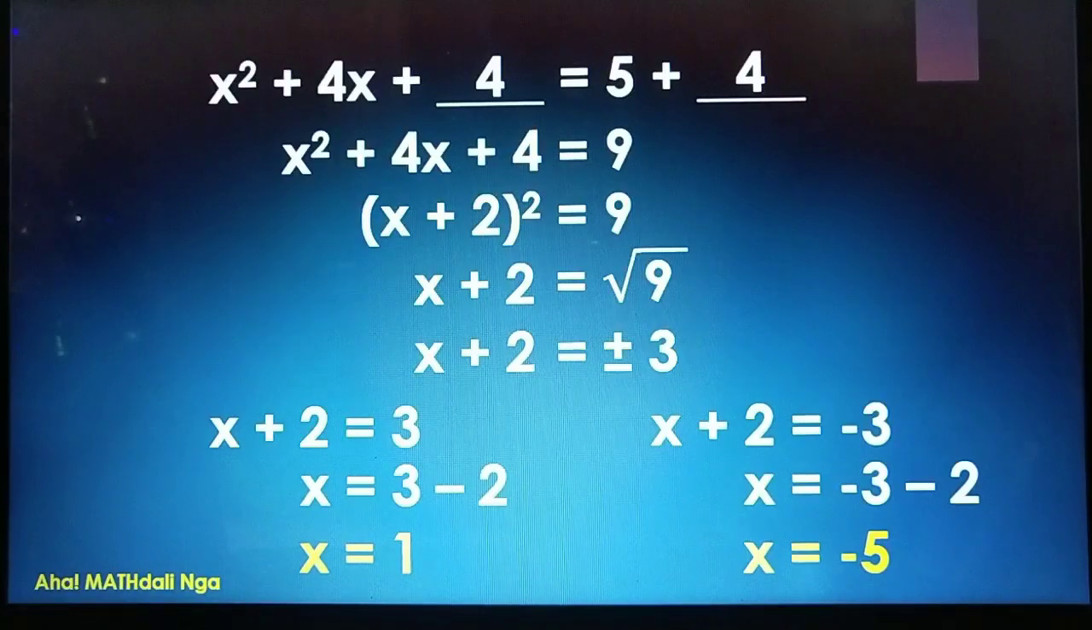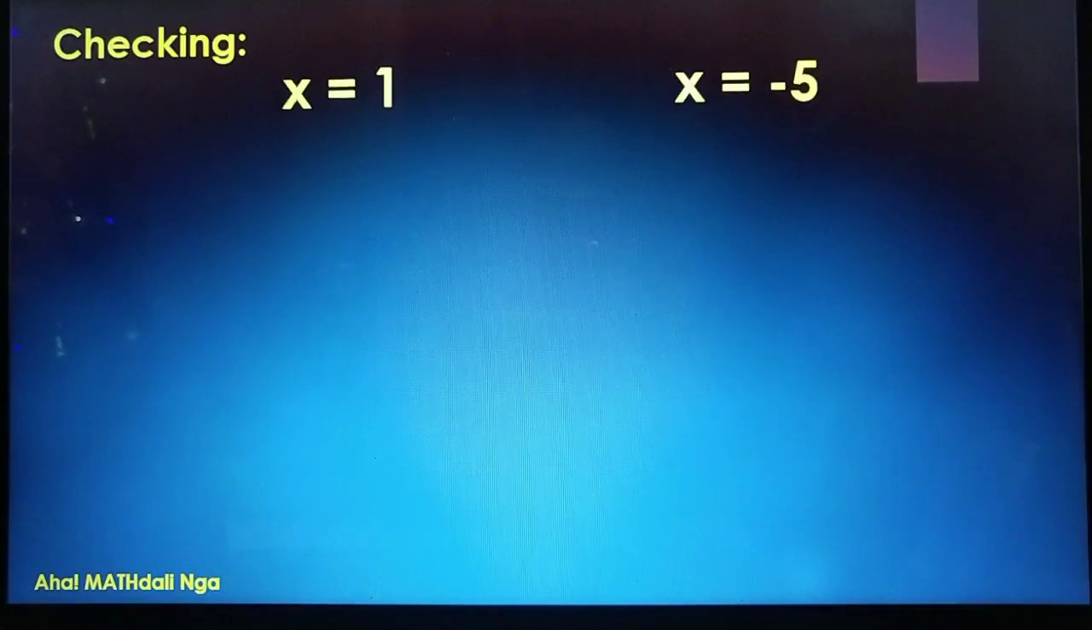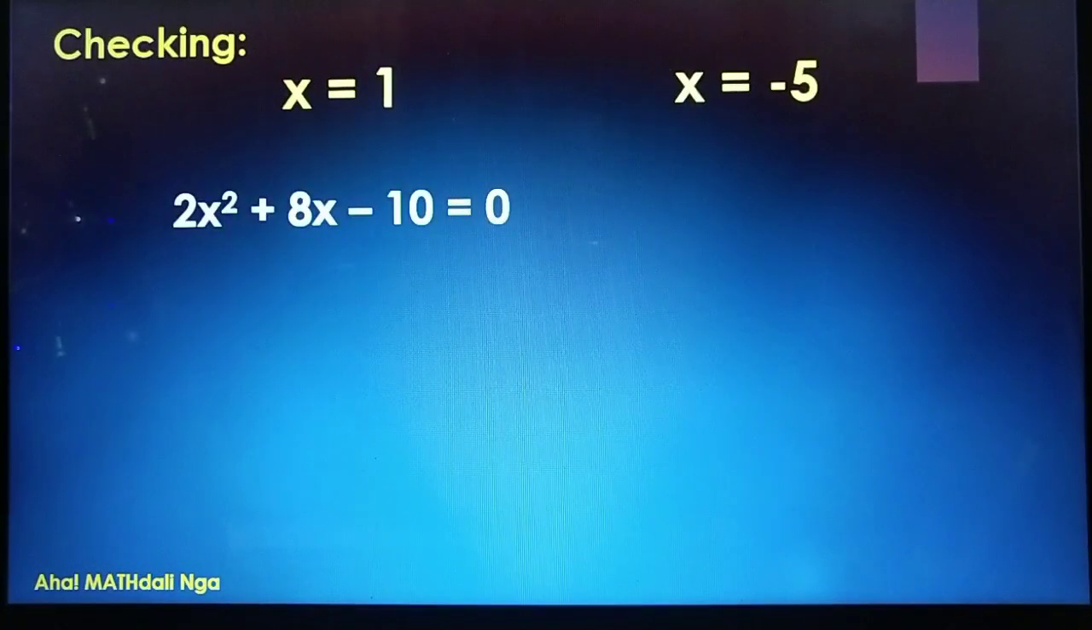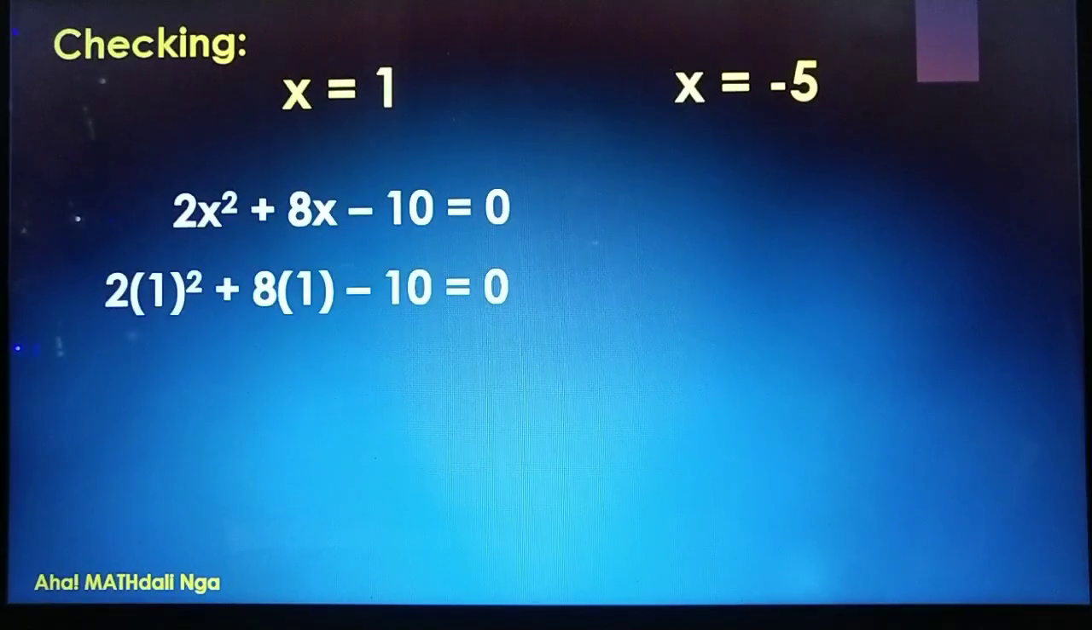To be sure, we need to check if these values of x satisfy the given equation. So let's do checking. Again, the values of x are positive 1 and negative 5. We will substitute each value to the given equation. Let's start with positive 1. 2x squared plus 8x minus 10 equals 0. By substitution, we have 2 times the square of 1 plus 8 times 1 minus 10 equals 0.